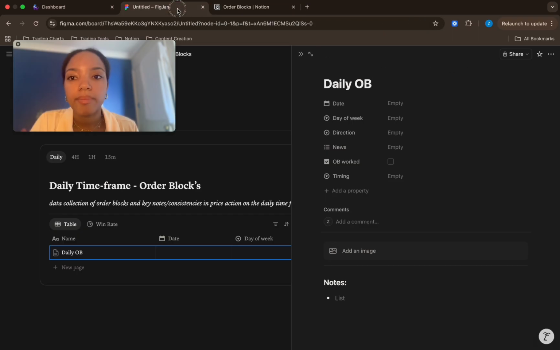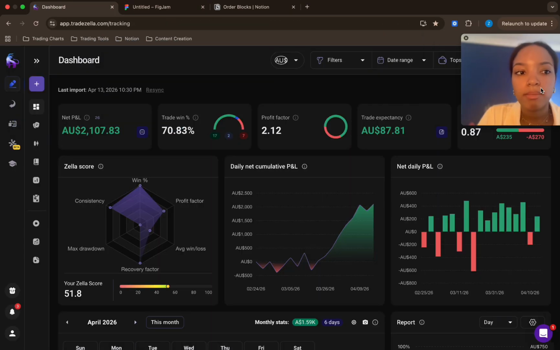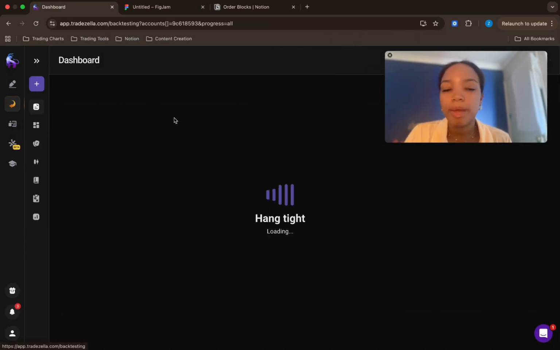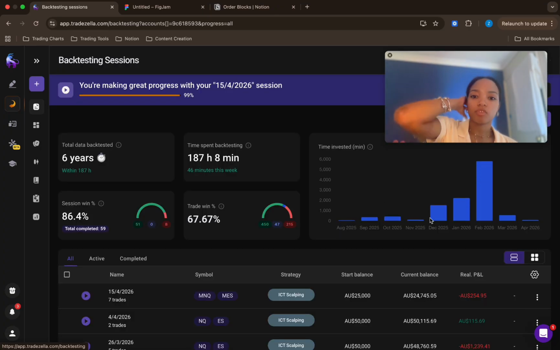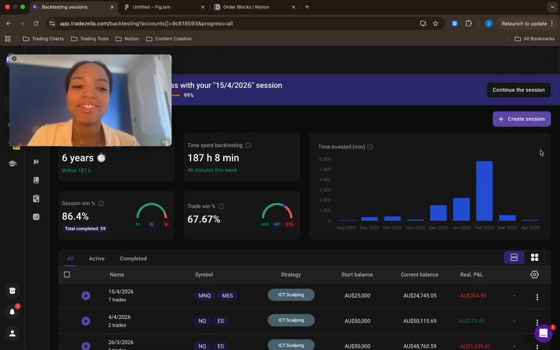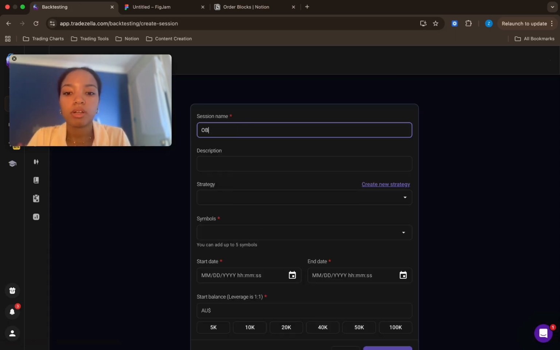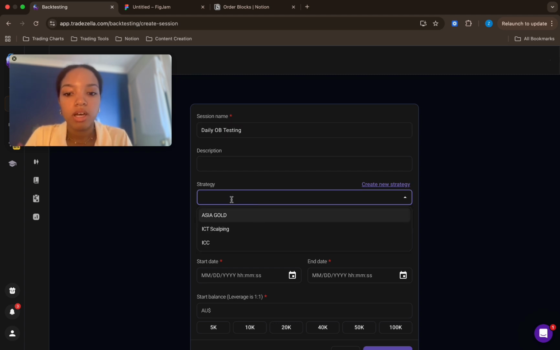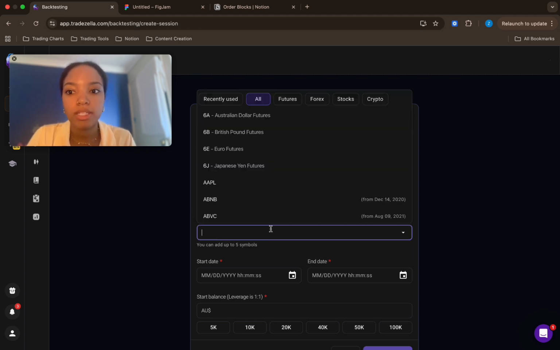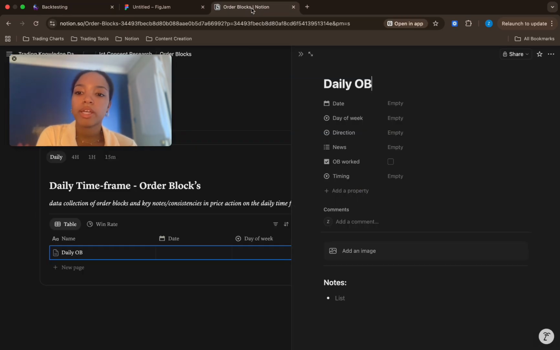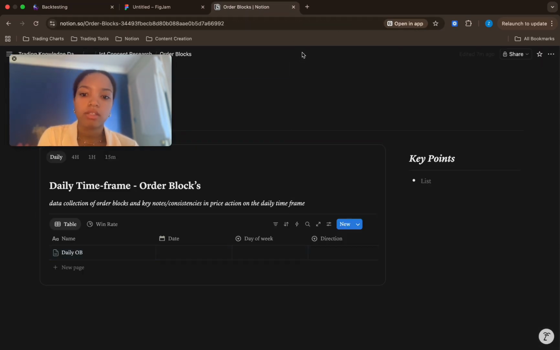All right, let's go and create this backtesting session. So obviously I do my backtesting in TradeZella. You guys pretty much know that. So I'm going to come here, create the session, and it's going to be order block daily order block testing. We're just going to do that because I only have a certain amount of strategies that I can test because I'm on a lower plan. I only want to be checking the order block on NQ. That's it.